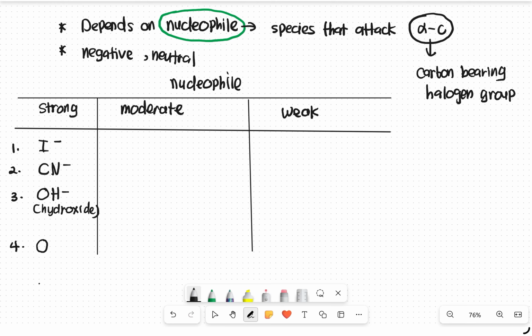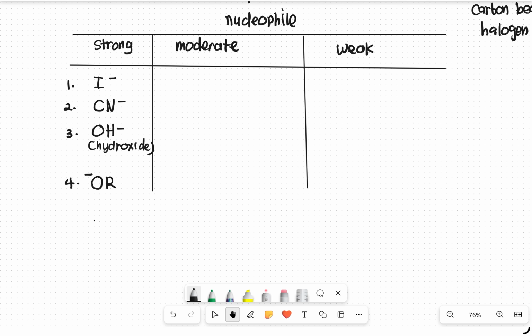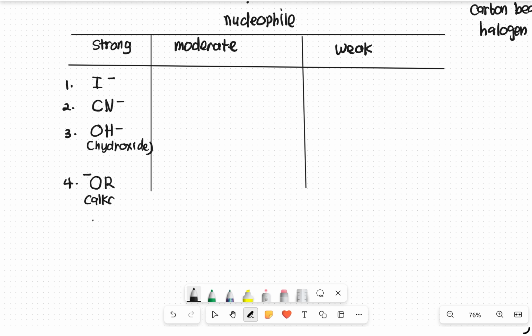And then this strong nucleophile derived from alkoxide, OR, with the negative charge on the O. This is alkoxide. Alkoxide is the same thing. It is not alcohol. So alkoxide here means, for example, sodium methoxide, NaOCH3. This alkoxide usually binds with a metal.